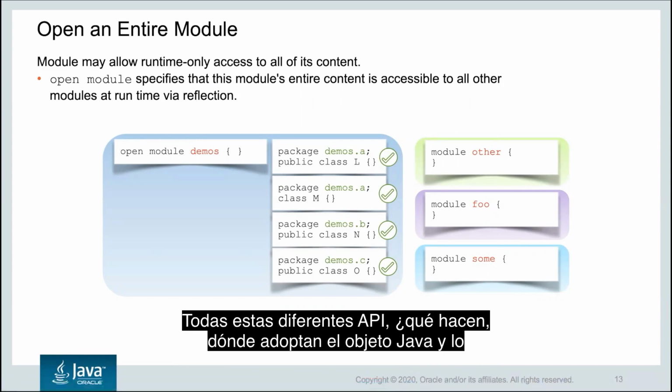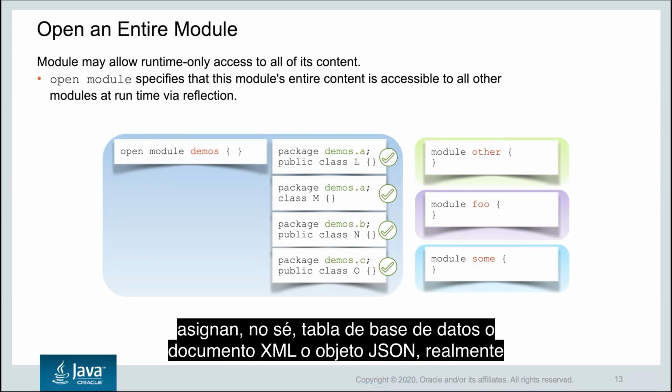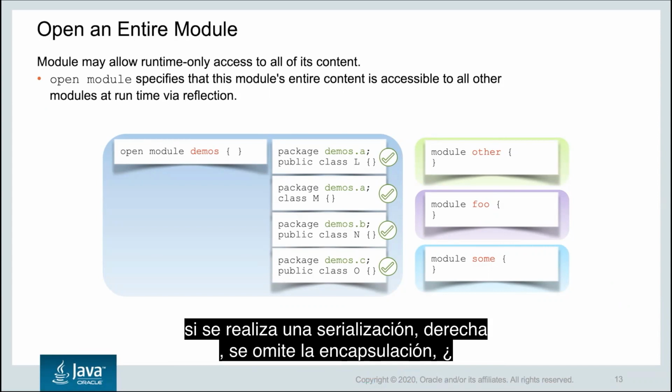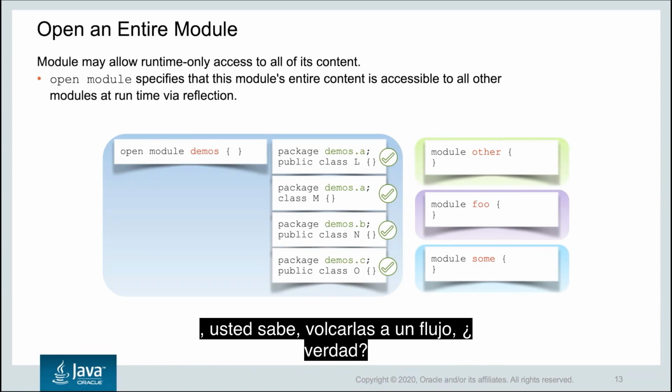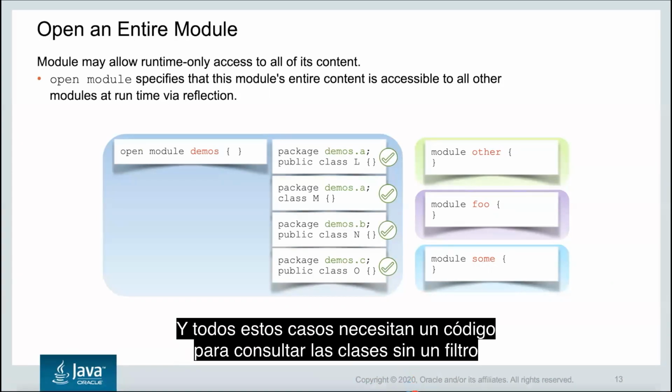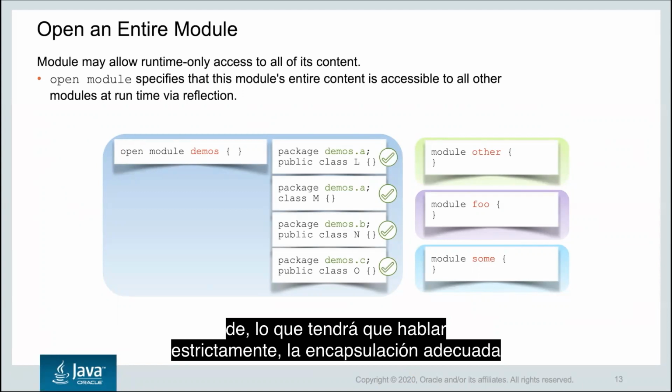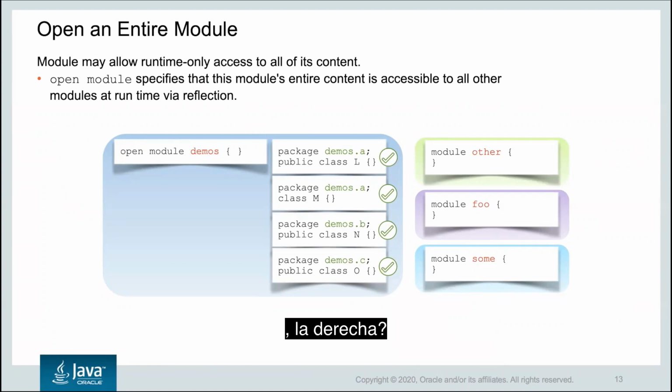All of these different APIs take the Java object and map it to, I don't know, a database table or an XML document or a JSON object. Actually, if you use serialization, you essentially bypass encapsulation, because you're going to look at what are essentially private variables in another class and dump them to a stream, or restore them from a stream. And all of these cases require code to look at classes without a filter of, strictly speaking, proper encapsulation.